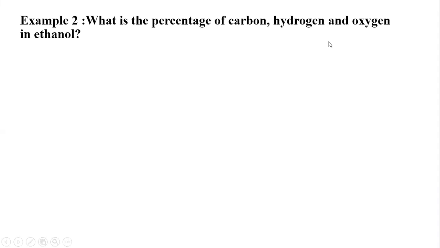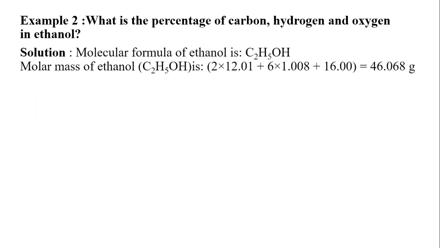Taking the second example, what is the percentage of carbon, hydrogen and oxygen in ethanol? We know the molecular formula of ethanol is C2H5OH and the molecular mass of ethanol can be calculated as 46.068 gram.